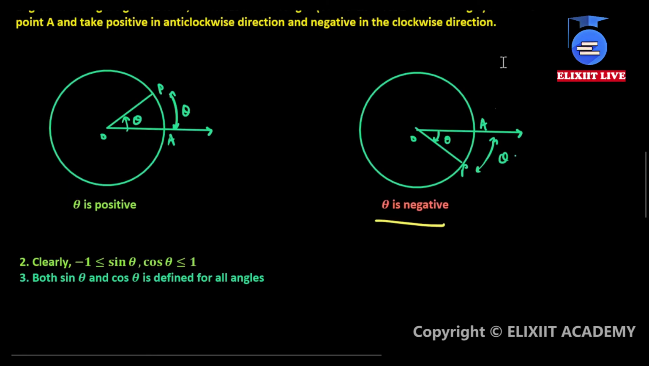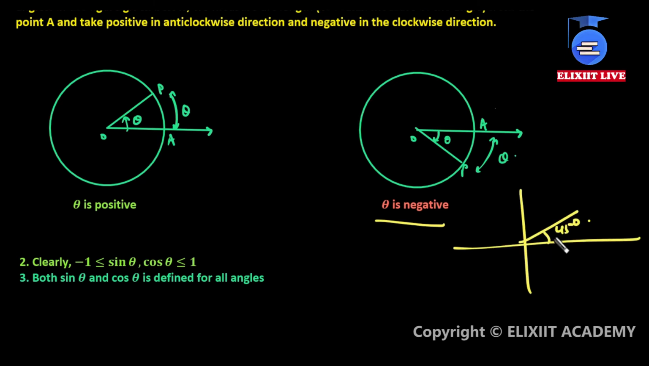Whenever we have this, suppose in the quadrant this angle is 45 degrees, then this particular angle will be minus 45 degrees. This particular angle in the clockwise direction would be measured as minus 45 degrees.